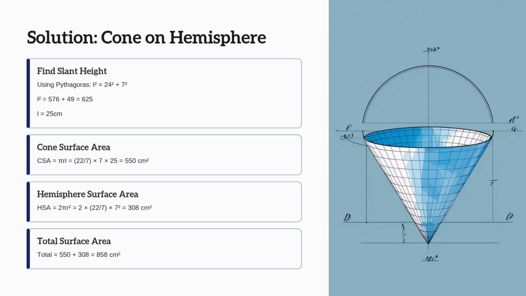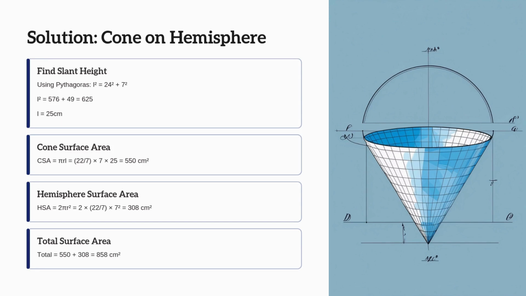Step 2. Curved surface area of the cone. The formula for the curved surface area of a cone is pi multiplied by radius, multiplied by slant height. Substituting values, curved surface area equals 22 over 7, multiplied by 7, multiplied by 25. The 7's cancel, leaving curved surface area equals 22 multiplied by 25. Curved surface area equals 550 square centimeters.